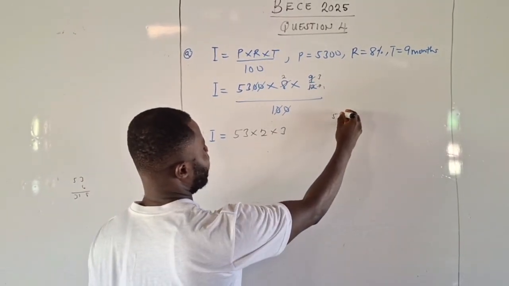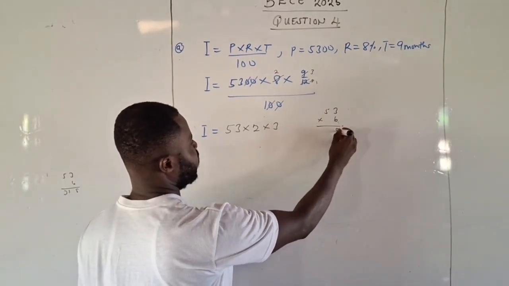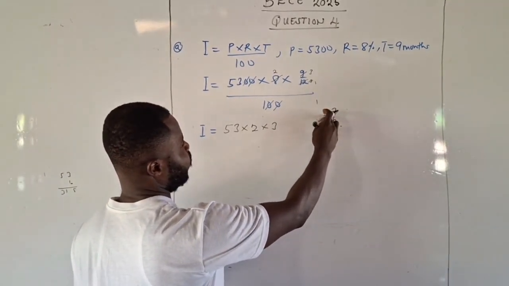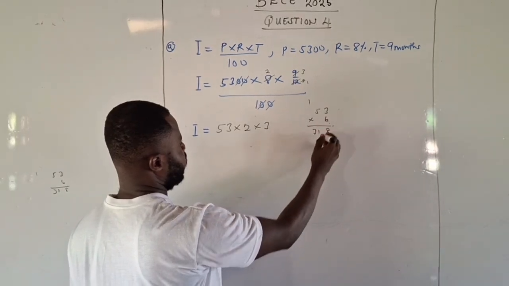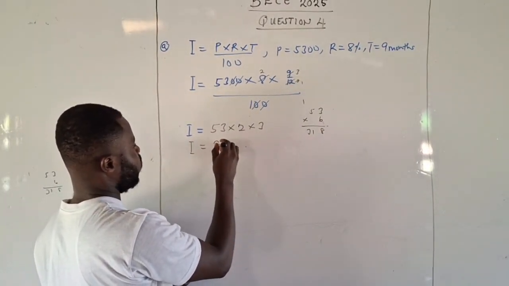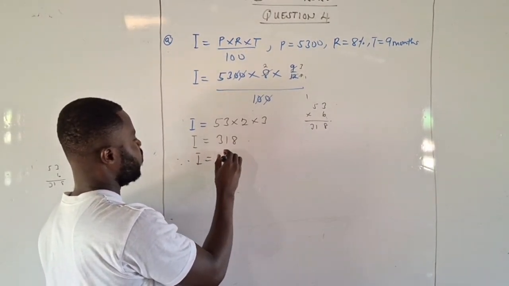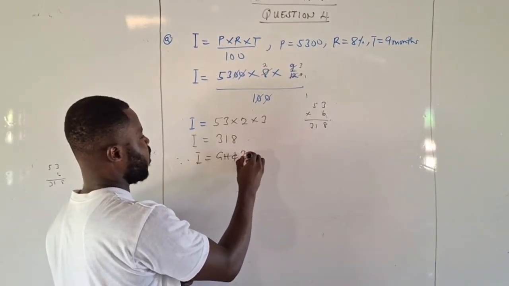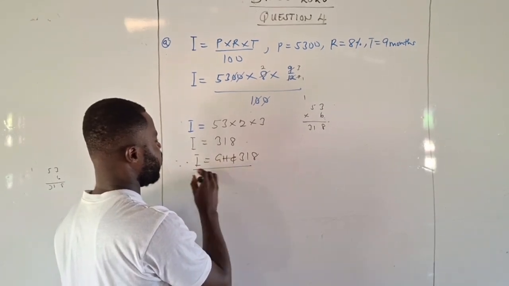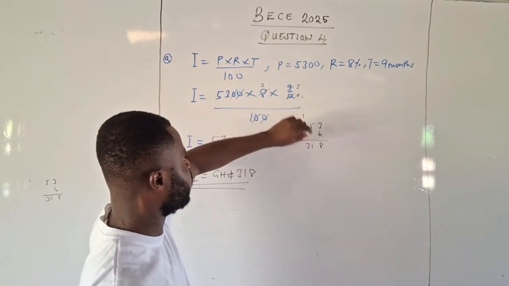So 53 by 6. 6 times 3 is 18. 8 remainder 1. 6 times 5 is 30 plus 1, 31. So our interest is now 318. So we can conclude by saying that the interest is equal to 318 Ghana cedis.